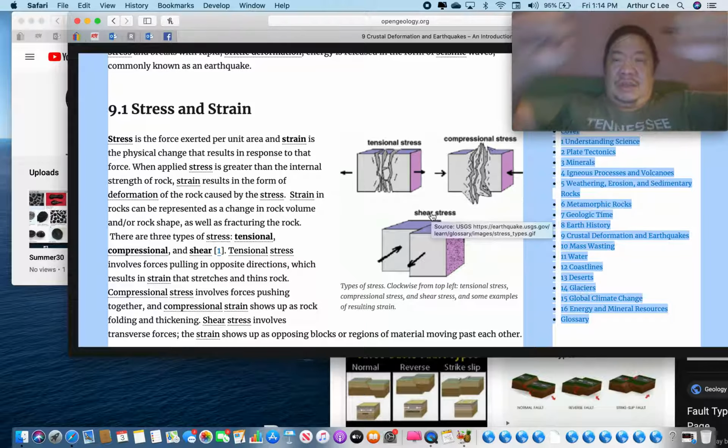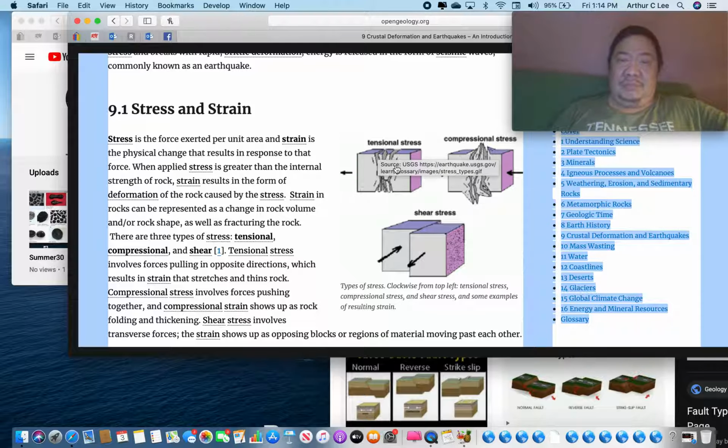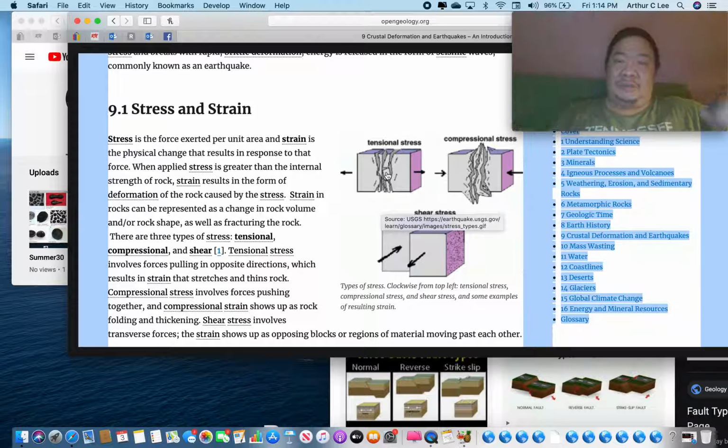Tensional stress is when you pull rocks apart, like you see here. If I took a rope between my two hands and pulled it apart, I could feel the tension in that rope. That is called tensional stress. And it primarily occurs, geologically speaking, at divergent plate boundaries where plates pull apart.